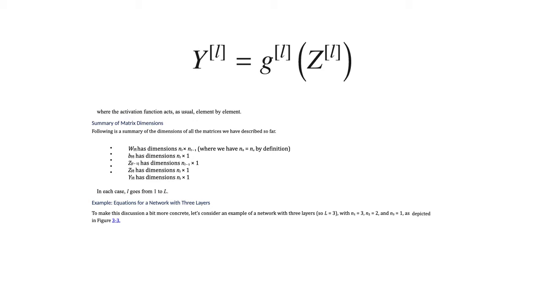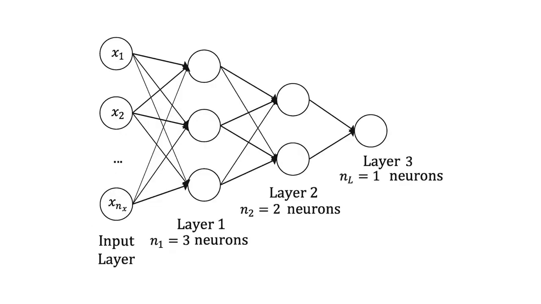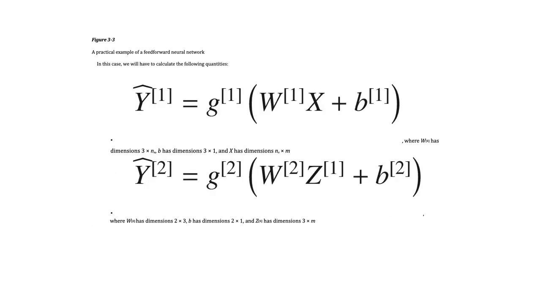Example: equations for a network with three layers. To make this discussion a bit more concrete, let's consider an example of a network with three layers. So L equals 3, with N1 equals 3, N2 equals 2, and N3 equals 1, as depicted in figure 3.3. Input layer, image. Figure 3.3: a practical example of a feedforward neural network.